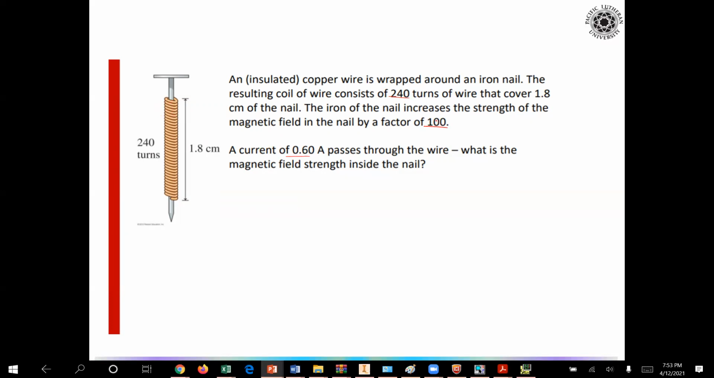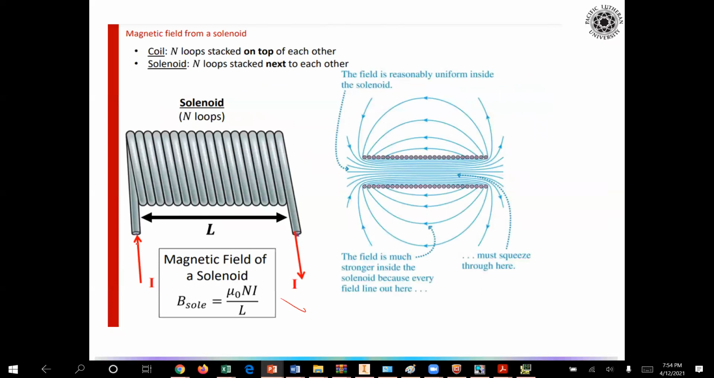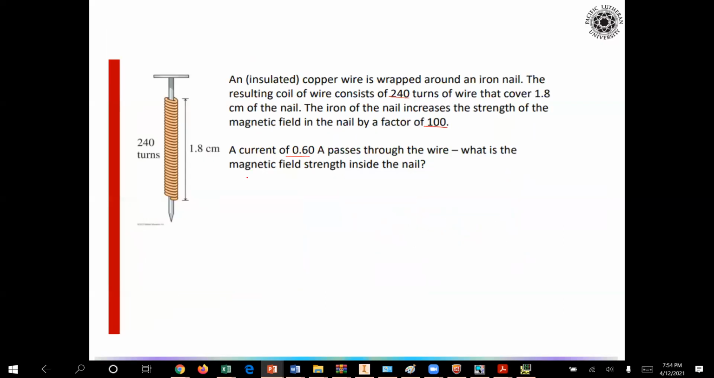And they ask to find the magnitude of the magnetic field strength inside the solenoid, inside the nail, which is basically a solenoid. So the formula that we're going to use is mu n times I divided by L. If I write down my formula, the B of the solenoid would be mu 0 times N times I divided by L.